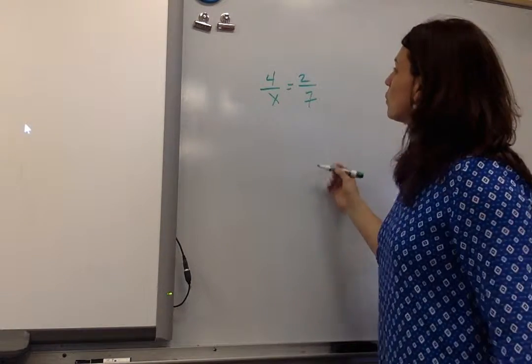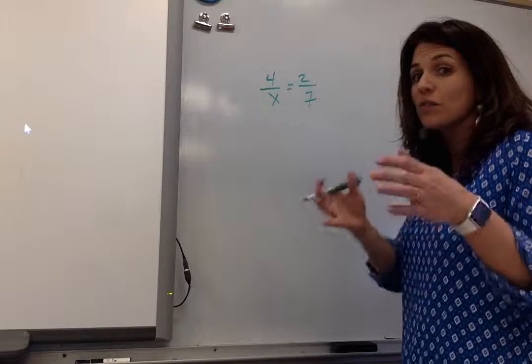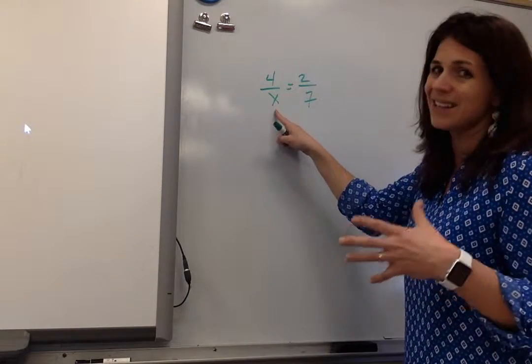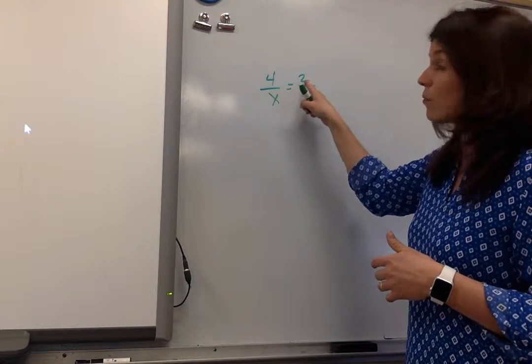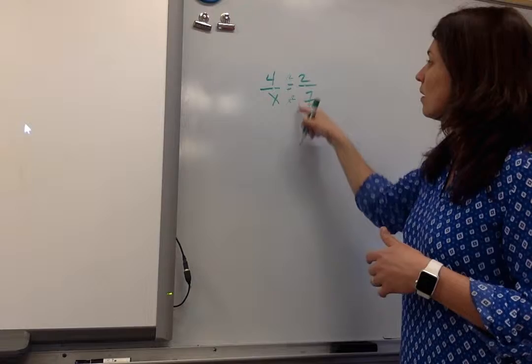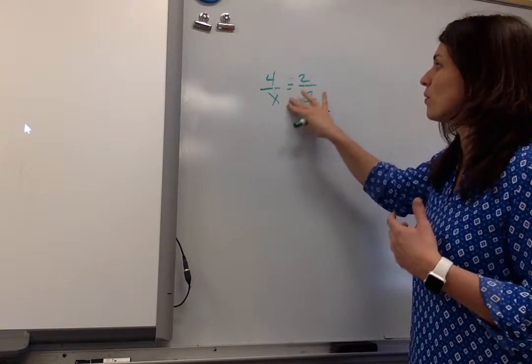There's a couple ways I can do this. We know a proportion means equality on both sides. Both ratios have to be the same. And I can easily see that x is going to be 14, because to go from 2 to 4, you multiply by 2, and 7 times 2 is going to be 14. And then you check it, and you know that they reduce the same.